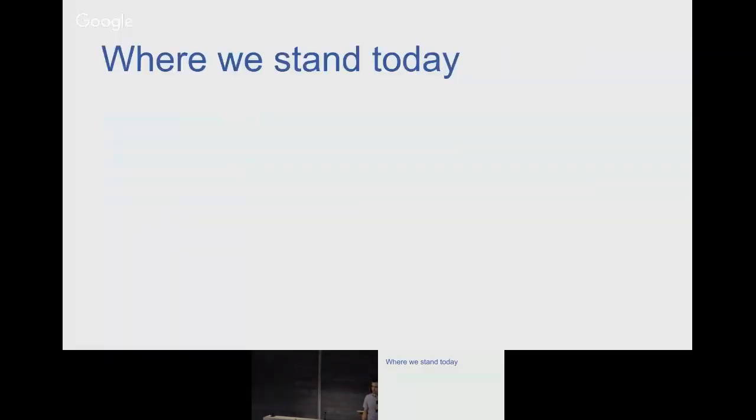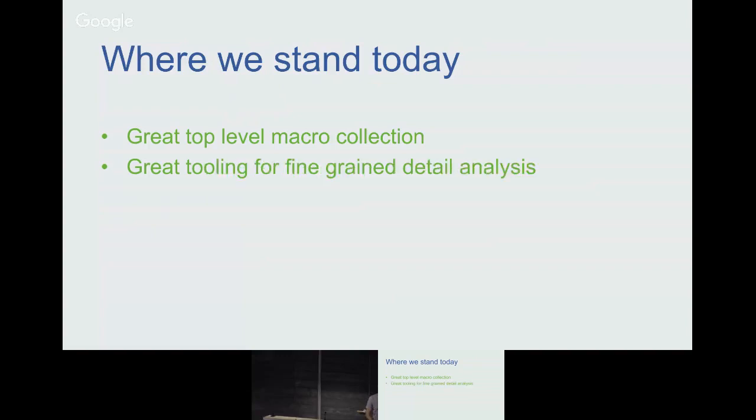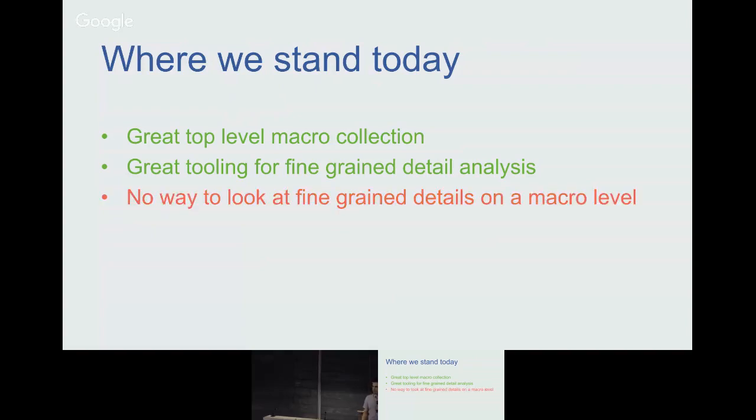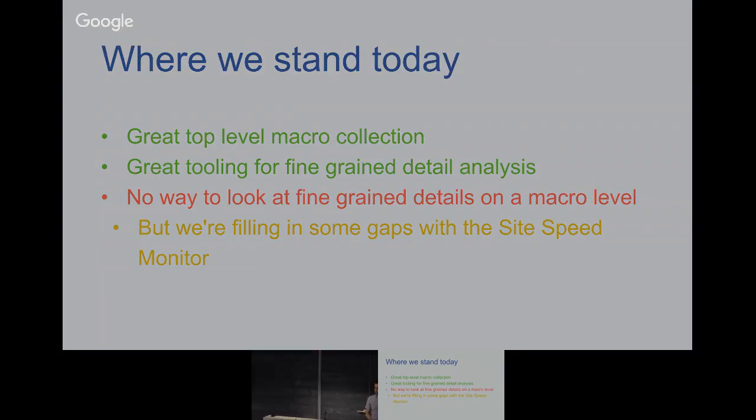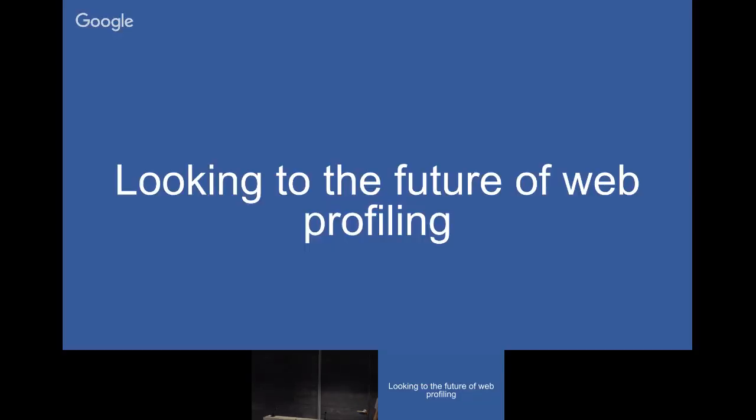To summarize where we stand today, we have great top level macro collection. We're able to collect data really well at a top level scale. We can see what the overall general picture is from a really zoomed out view. We have pretty great tooling for fine-grained analysis too. Tracing is pretty great and serves our purpose as well. But we really don't have a great way to look at these fine-grained details on a macro level from the field, in aggregate. Site-seed monitor helps us fill in some of the gaps, but it's not perfect for what I just said. So now Vlad's going to come up and talk about some ways we can look to the future and maybe throw out some ideas for how to fix some of this. Thank you.